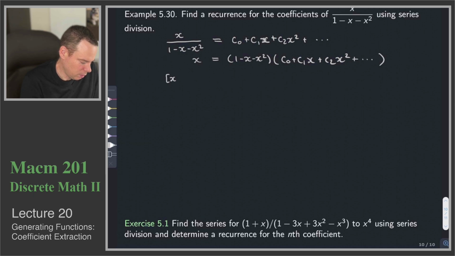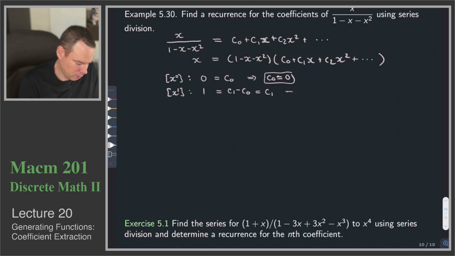If I look at the constant term, what is it? Well, on the left-hand side, it's 0. On the right-hand side, it's c naught. So that gives us c naught is equal to 0. What is our linear term? Our linear term has a coefficient of 1 on the left-hand side. On the right-hand side, it would be c1 minus c0. c0 is 0, so that's just c1. And so that means c1 is equal to 1. Maybe I'll fill these ones in. So that is 0, that is 1, and so on down the line.